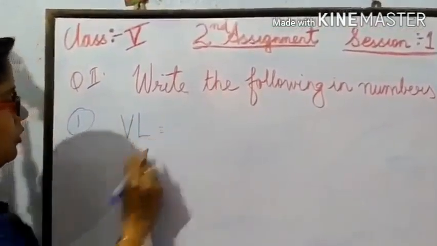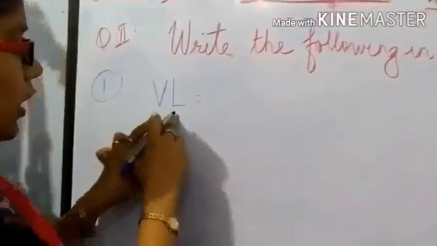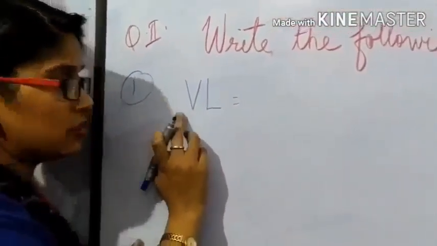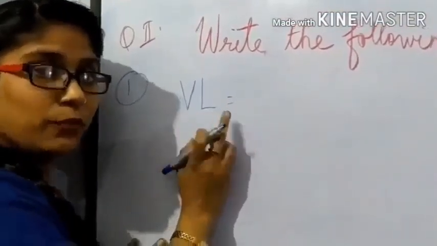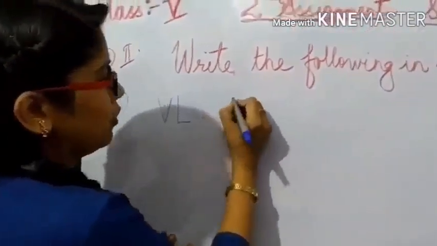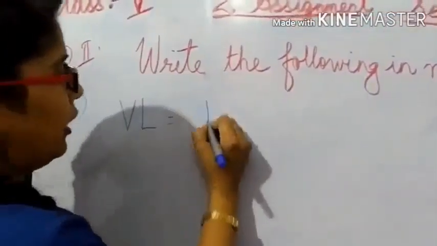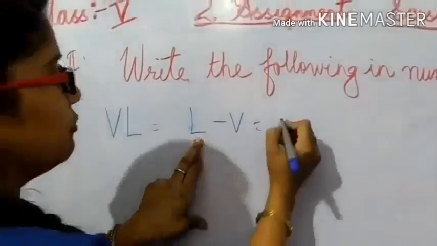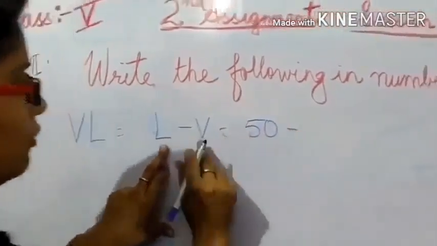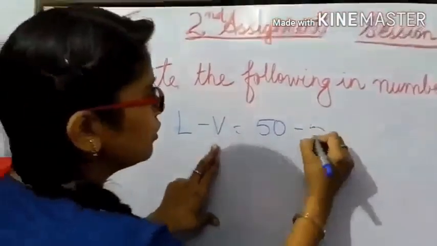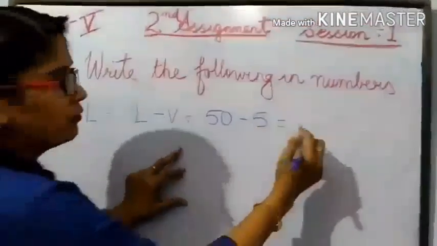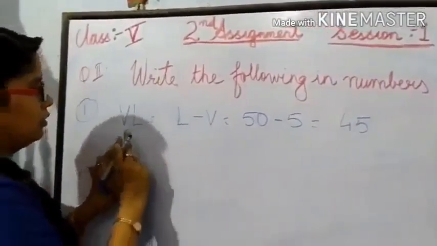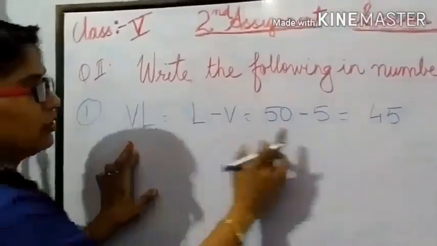VL. See, VL. Since V has less value and is standing on the left side, that's why we will subtract this V from L. So L minus V. Since the value of L is 50 and the value of V is 5, so 50 minus 5, 45. So VL is equal to 45.